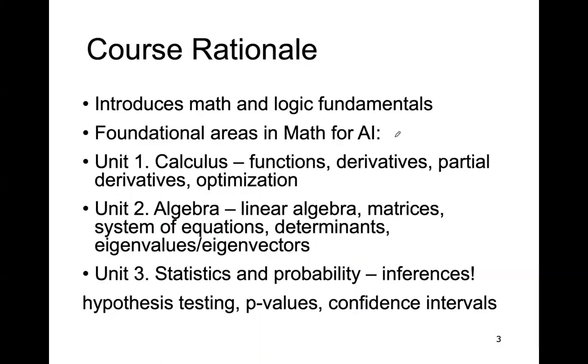This course introduces the math and logic fundamentals used in artificial intelligence. So we need a basic foundation in artificial intelligence. We're going to look at things like functions, derivatives, partial derivatives, and optimization in the first unit. The second unit is linear algebra, matrices, systems of equations, determinants, eigenvalues, eigenvectors. And the last unit is basically statistics and probability. This is the bigger unit, and we're going to essentially be looking at everything about inferences, so things like hypothesis testing, p-values, confidence intervals.